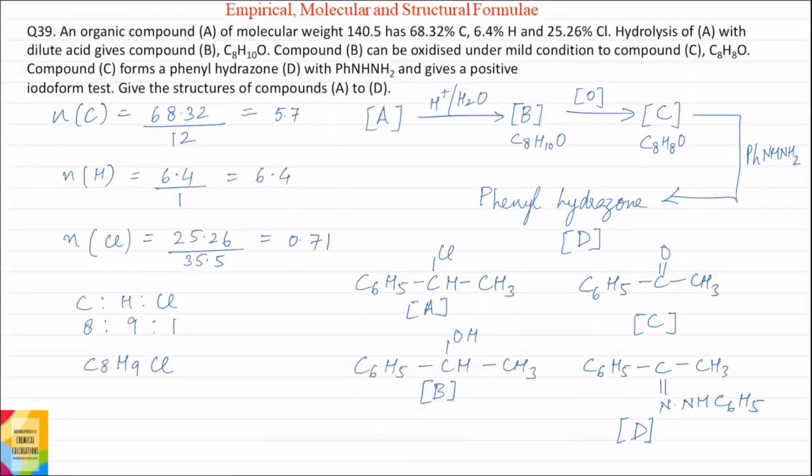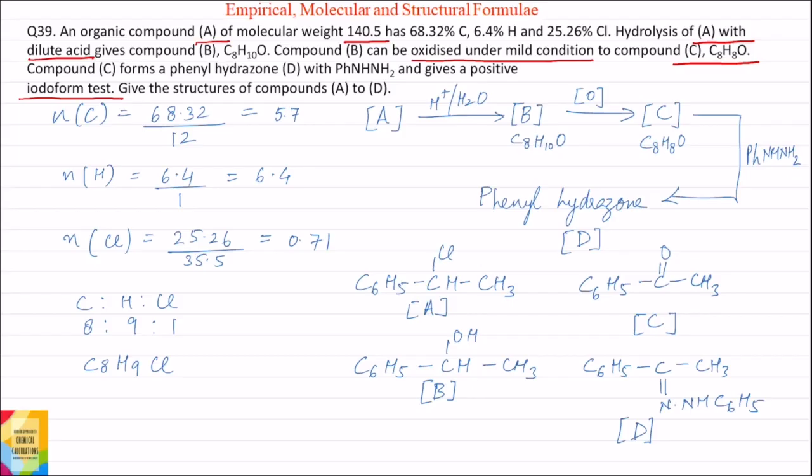Question 39. An organic compound A of molecular weight 140.5 has 68.32% carbon, 6.4% hydrogen and 25.26% chlorine. Hydrolysis of A with dilute acid gives compound B, C8H10O. Compound B can be oxidized under mild condition to compound C, C8H8O. Compound C forms a phenyl hydrazone D with phenyl hydrazine and gives a positive iodoform test. Give the structures of compounds A to D.